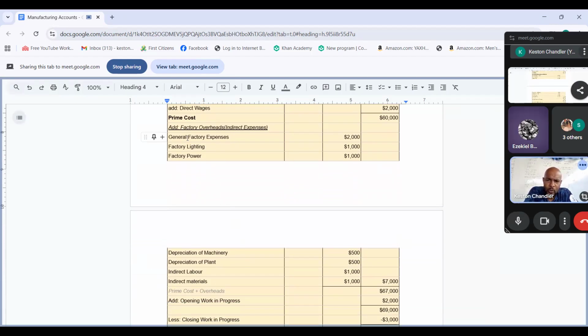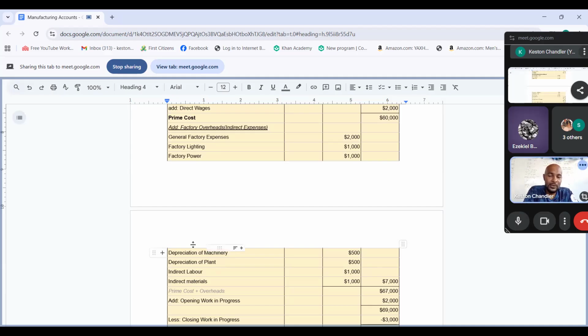Understand? So these general factory expenses: factory lighting, factory power, depreciation of machinery, depreciation of plant, indirect labor, anybody that is working in the factory but not making products. The cleaner, the supervisor, right? Floor staff, the crane driver, the forklift driver, they are indirect labor. We might have indirect materials, right? The cleaner needs stuff to clean up with. The forklift needs oil and gas to operate with. Those are indirect materials. They're related to the factory, but they're not tied directly to the making of the product.